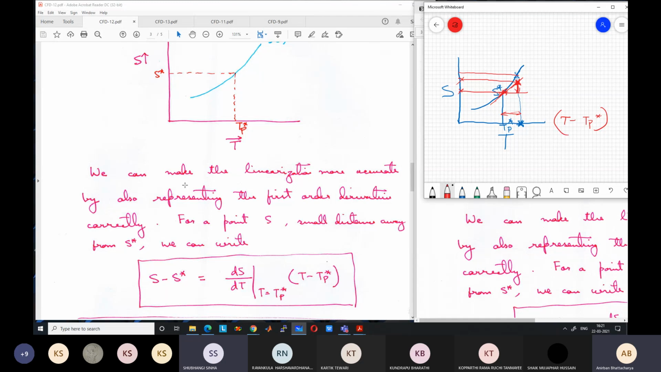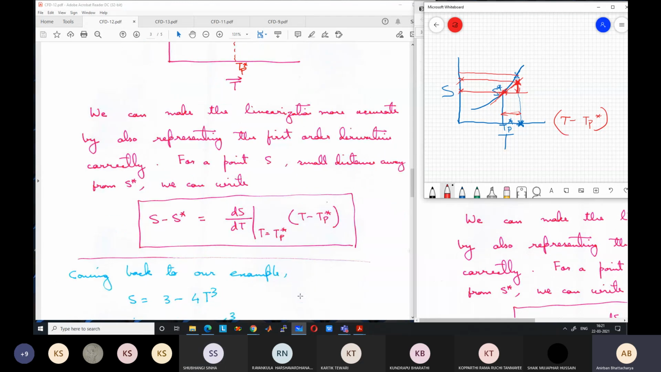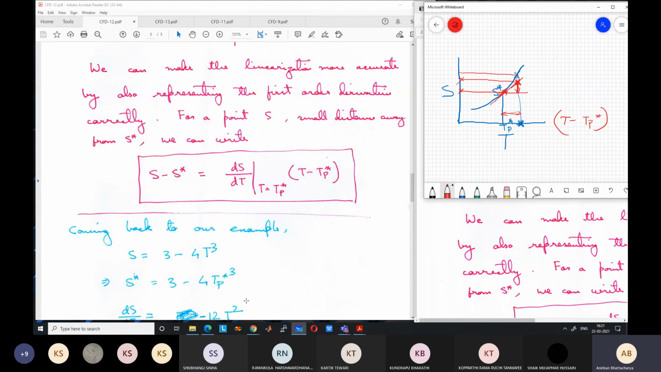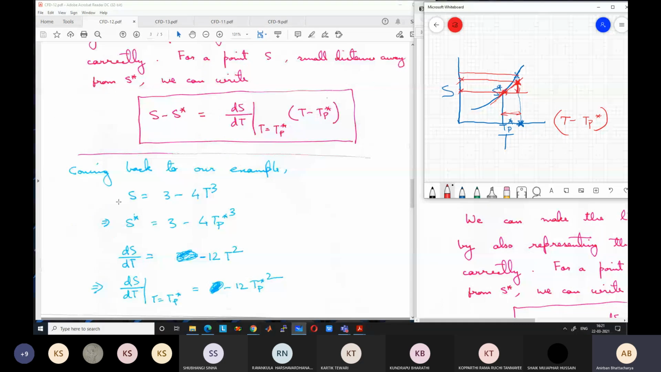So coming back to our example now, we have S equal to 3 minus 4T cube. So we can write S star, which is a known value, as 3 minus 4 Tp star cube. Tp is a known value, and the slope at Tp star, dS/dT, is nothing but minus 12T square. So the slope at Tp star is equal to minus 12 Tp star square, which is a known value, right? Tp star is known from the previous iteration. Star values are known, so the slope from the previous iteration value is known.